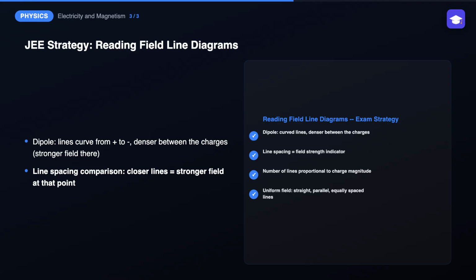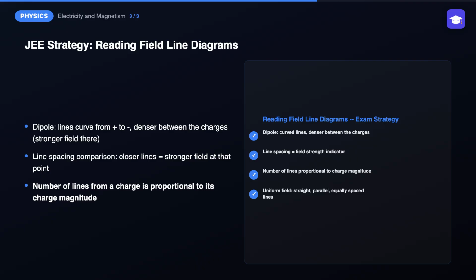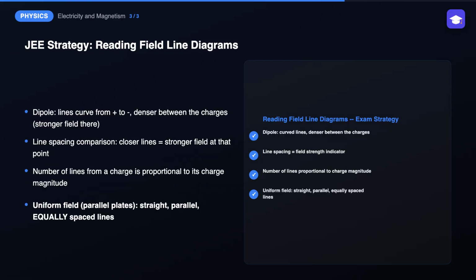A frequently tested trap involves being given a field line diagram and asked to compare the field strength or the charge magnitude at different specific points. Remember that closer line spacing genuinely means a stronger field at that specific location. And for two different point charges shown with different numbers of lines, the ratio of the number of lines emerging from each is genuinely proportional to the ratio of their actual charge magnitudes.